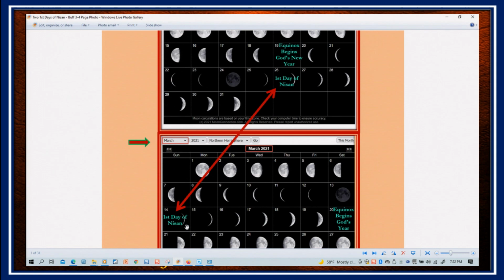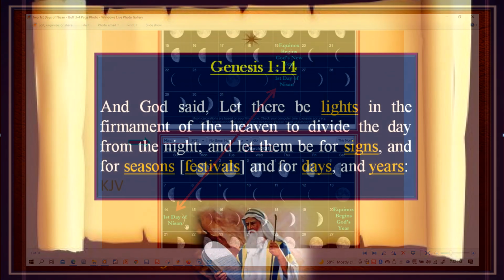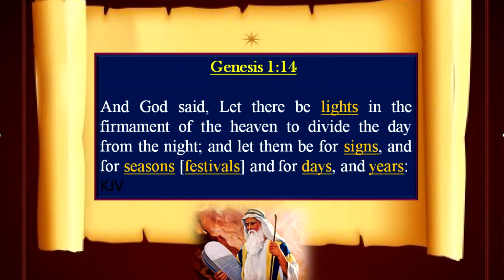For the solar year doesn't start, friends, when Hillel says it starts. Neither does the first month of God's year start when Hillel says it does. In Genesis 1:14, the Word of God plainly tells us that the sun and moon oversee God's calendar, not Hillel. You know what? I have never seen the name Hillel anywhere in that scripture, have you?